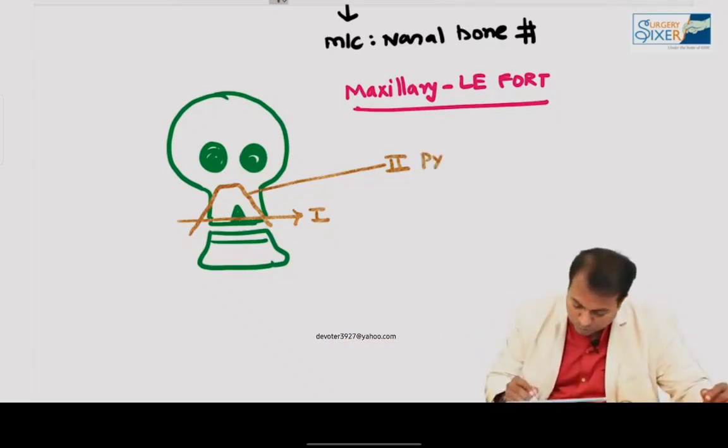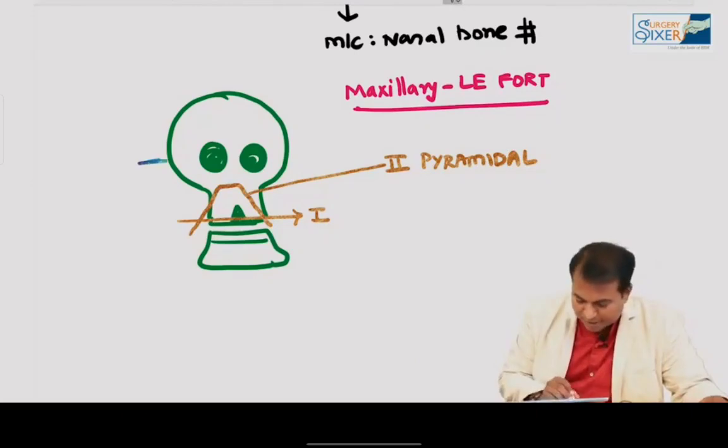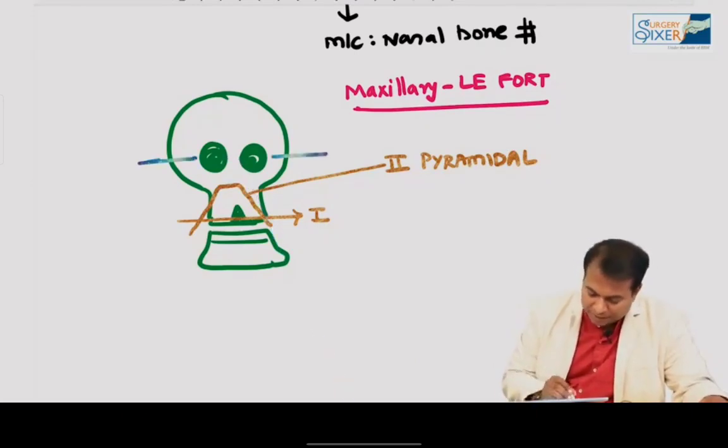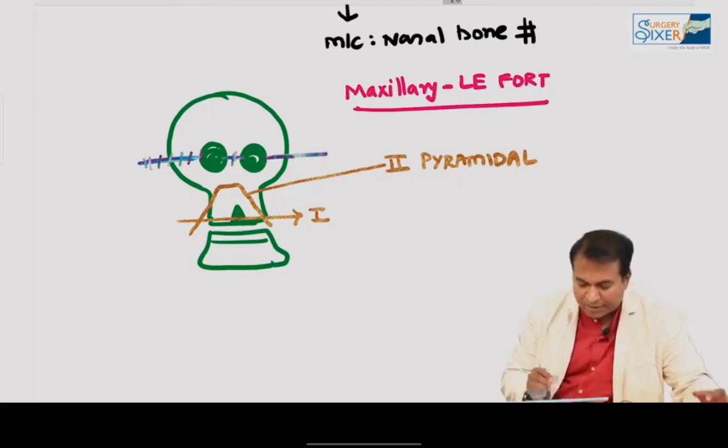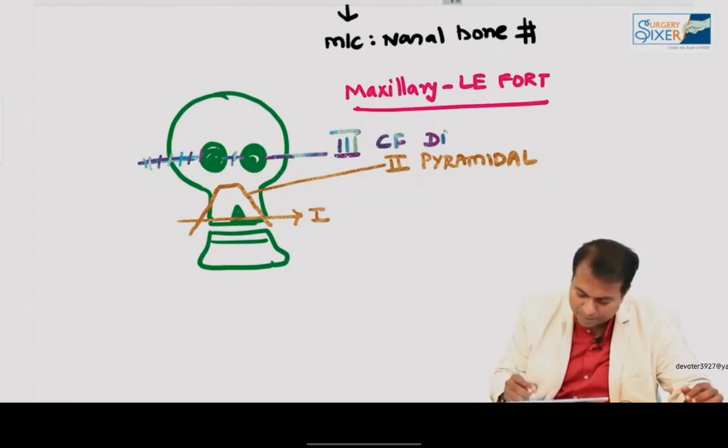Pyramidal injury is Le Fort 2. So this is an expected question. Which Le Fort injury is pyramid shaped? Le Fort 2. And Le Fort 3 is this. So what is Le Fort 3? Le Fort 3 goes along the base of the skull like this. In this, the cranium is disconnected from the face. Le Fort 3 is craniofacial dislocation.